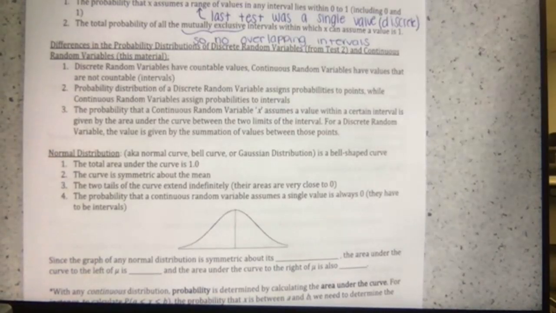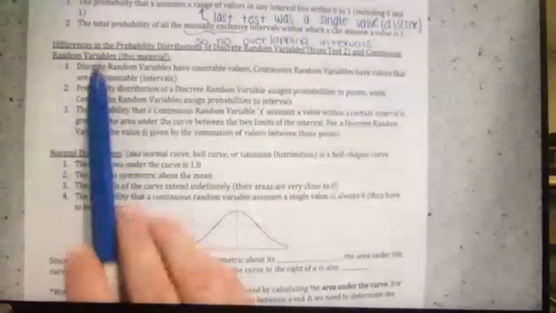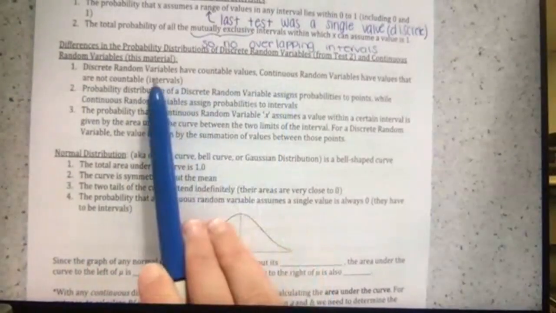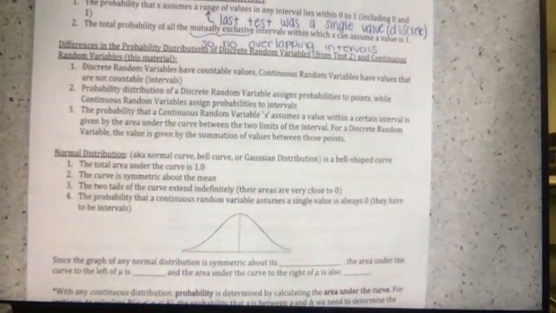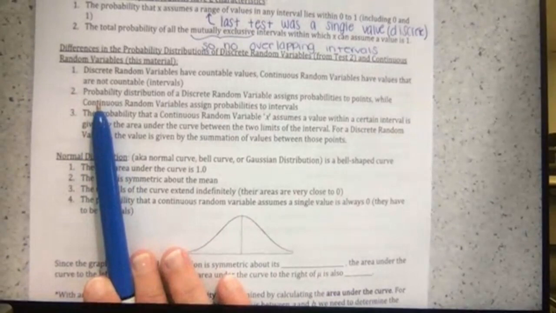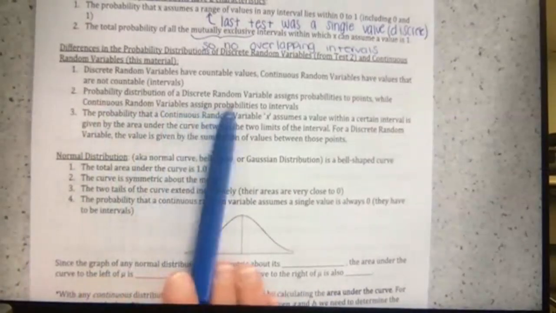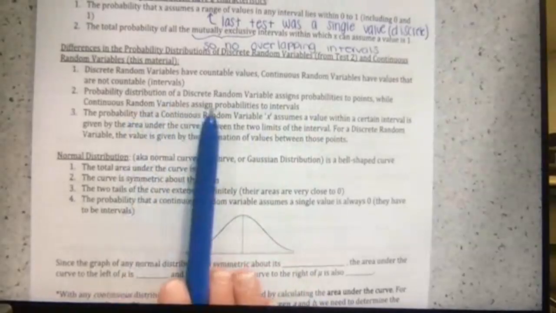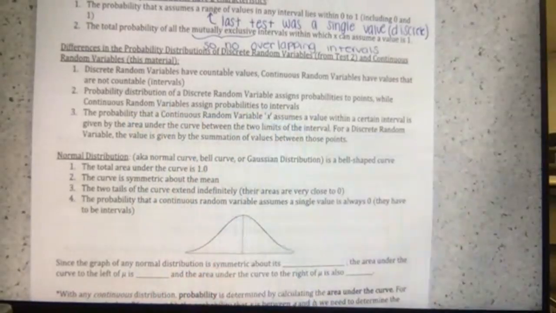So differences in the probability distributions of discrete random variables from test 2 and continuous random variables in test 3, which is this material. Discrete random variables have countable values, whereas continuous random variables are not countable. They're intervals, so just the difference between discrete and continuous in general. Next difference is the probability distribution of a discrete random variable assigns probabilities to points, while continuous random variables assign probabilities to intervals.